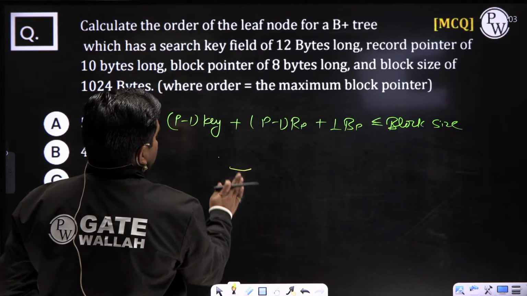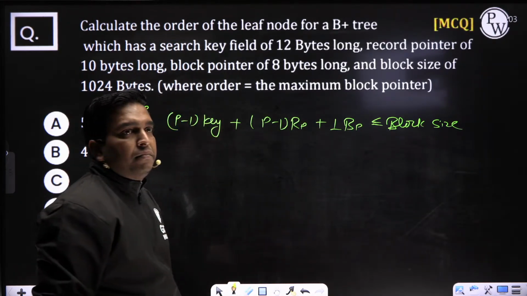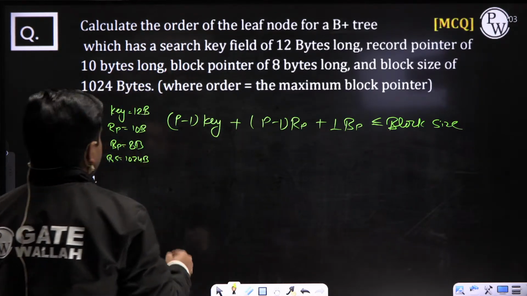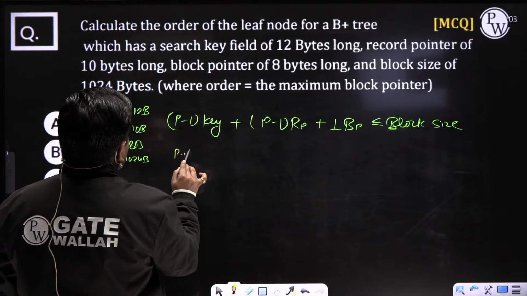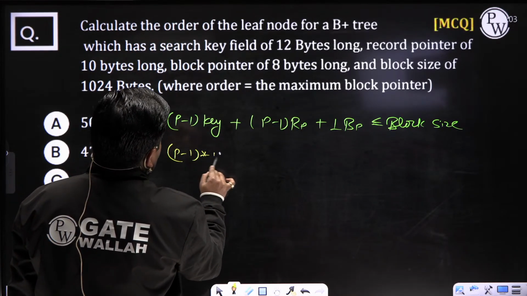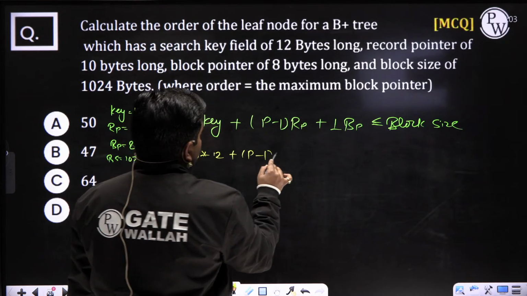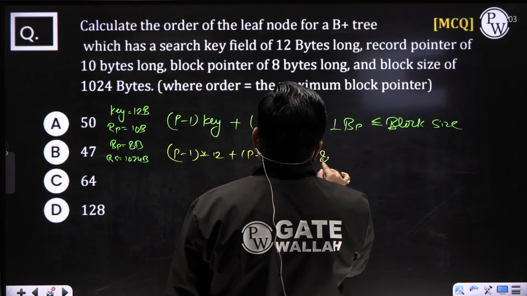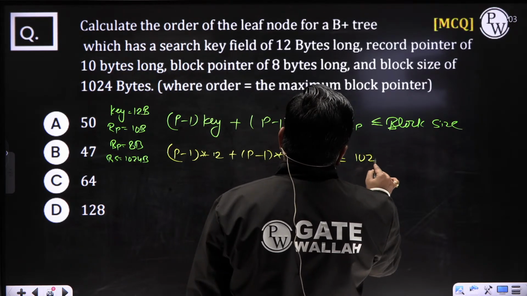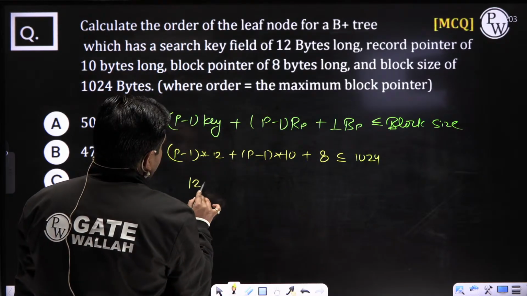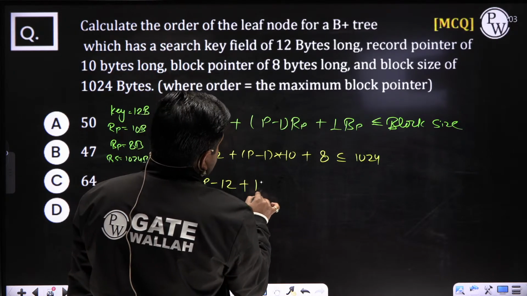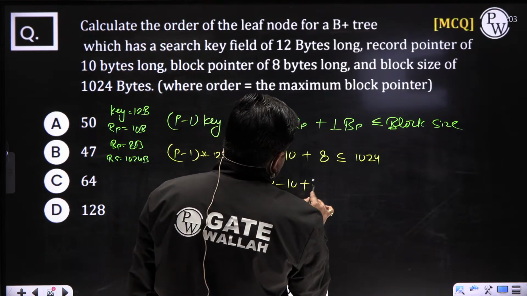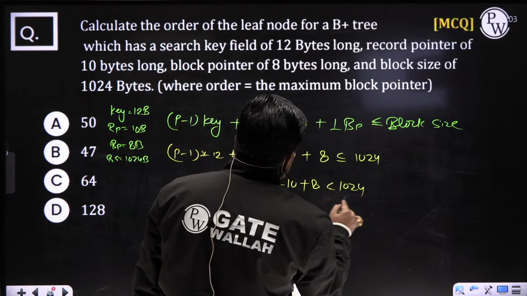P minus 1 keys. P minus 1 key size is 12. P minus 1 record pointer size is 10. One block pointer is 8. All of it should be less than or equal to 1024 byte. So 12P minus 12 plus 10P minus 10 plus 8 is less than or equal to 1024 byte.